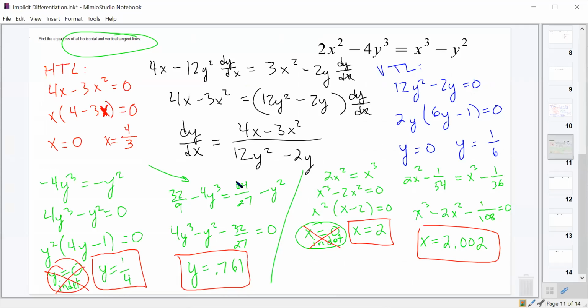Everybody feeling all right about this? A lot of work there maybe, but conceptually okay? Will we be able to use a calculator for some of the ones that are literally impossible to factor? Yep. You'll be allowed to have a calculator to solve those equations.